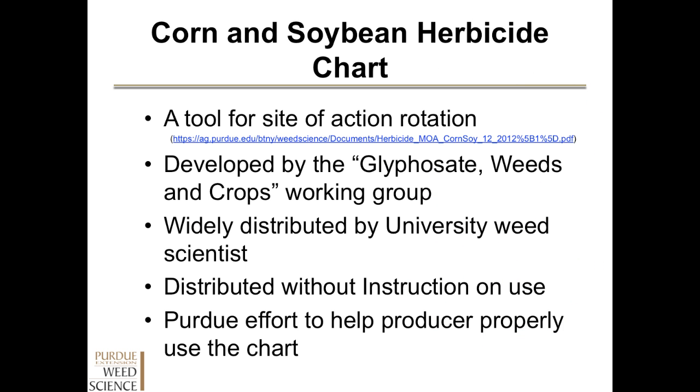So the first thing to start off with is to talk about what the corn and soybean herbicide chart is. This is a tool that was created by the Glyphosate Weeds and Crops Working Group, and it was designed to help producers see what sites of action they're using and what the rotation of those sites of action is. If you do not have this chart, you can get a copy by going to this link here. It'll take you directly to the PDF or directly download the PDF of the chart.